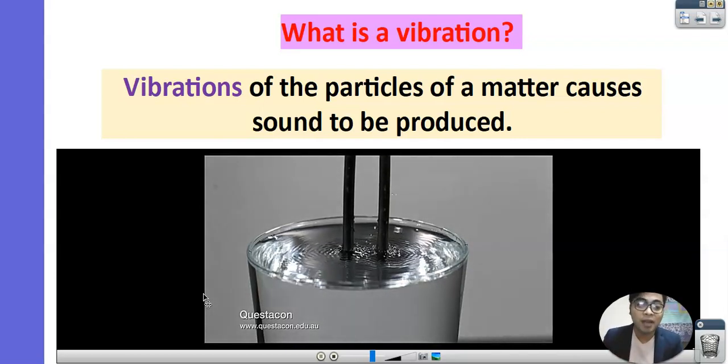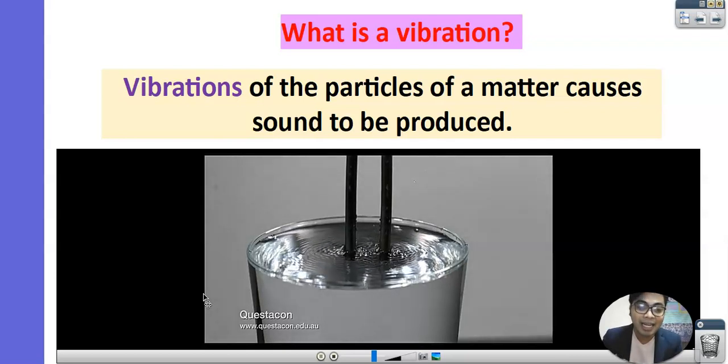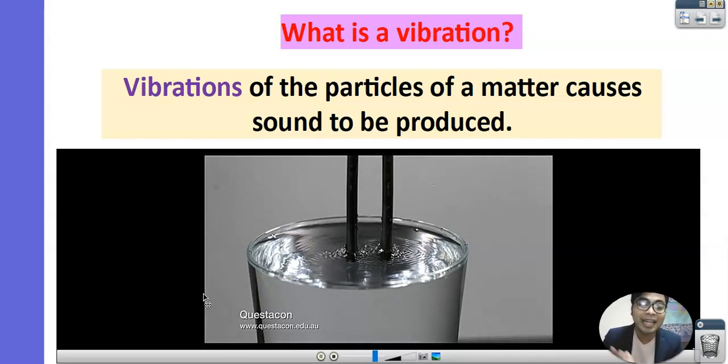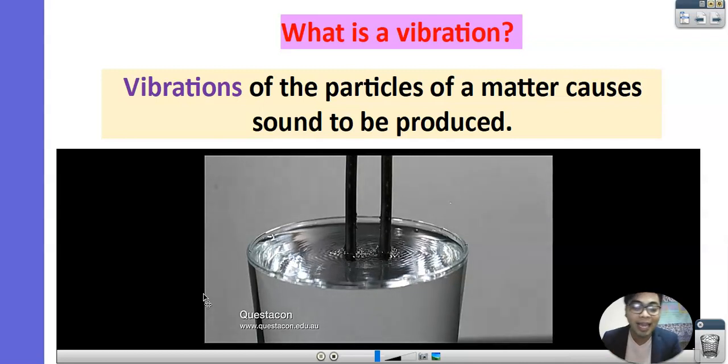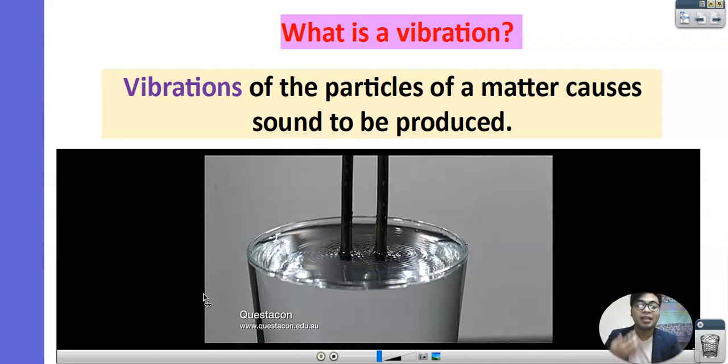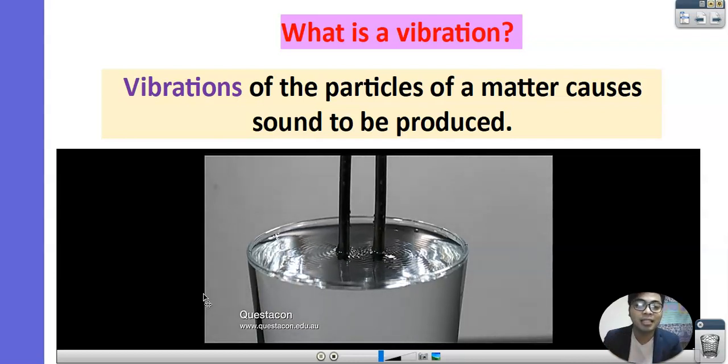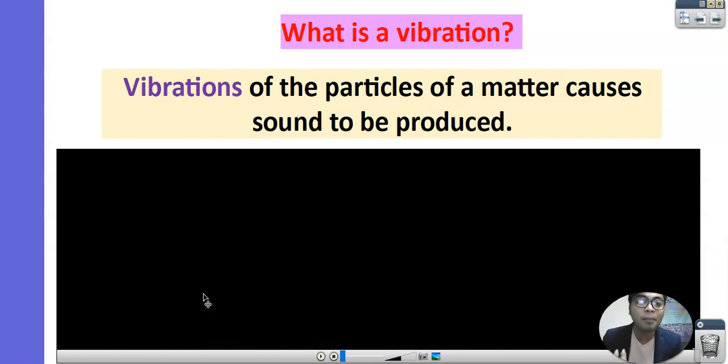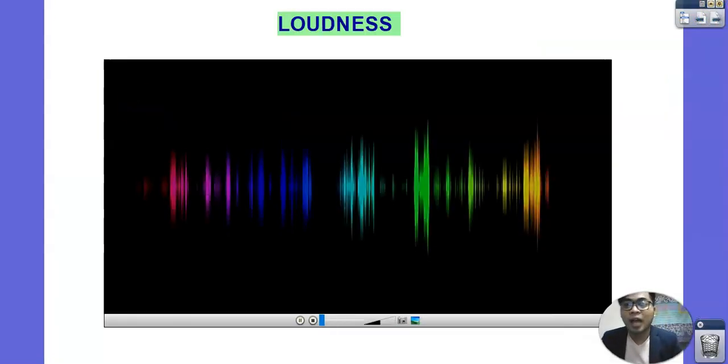So what vibration is doing here is it creates the sound, and it travels all throughout the air and reaches your ears. So what is vibration? Technically, vibration is just the motion of the particles of matter that causes sound to be produced.